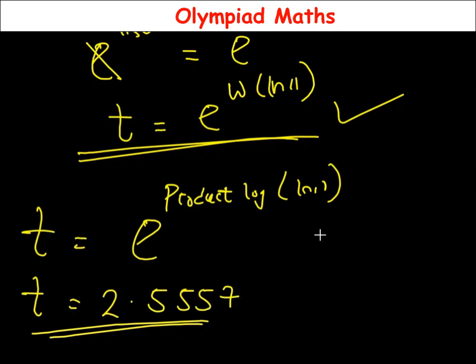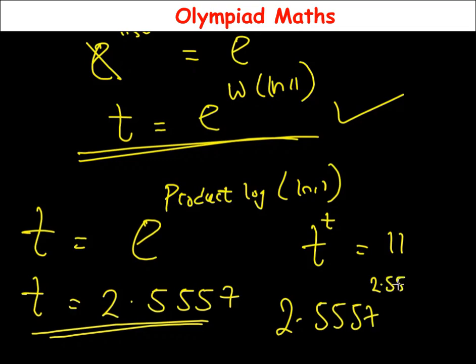Now this is the value of t that you will get. So in this case, t to the power of t, which equals 11, if you input t as 2.5557, so 2.5557 raised to the power of 2.5557, once you press this, you will approximately get 11.